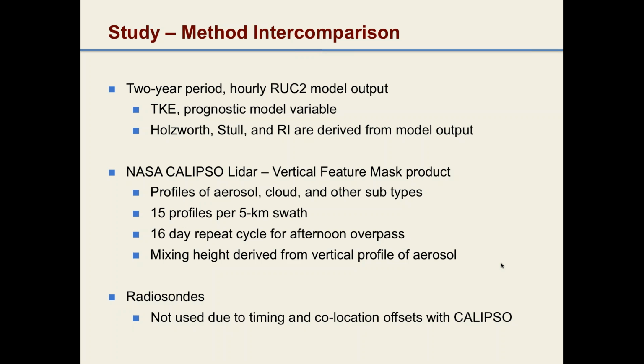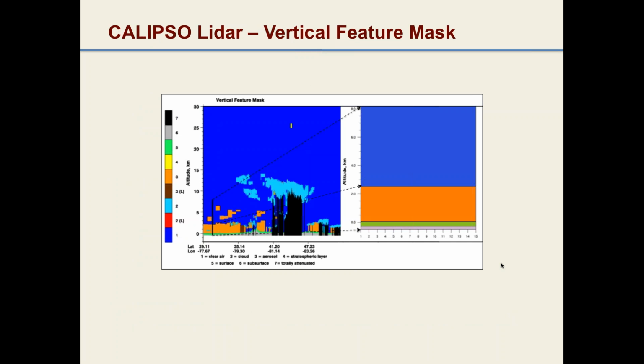And I also did not use radiosondes in this study, even though they're really good tools, just because I wanted to get more spatial coverage, and I could really align the model and the Calypso quite well with each other, and then get more points rather than using the radiosondes. So this next slide shows a little example of how the mixing height is computed from Calypso.